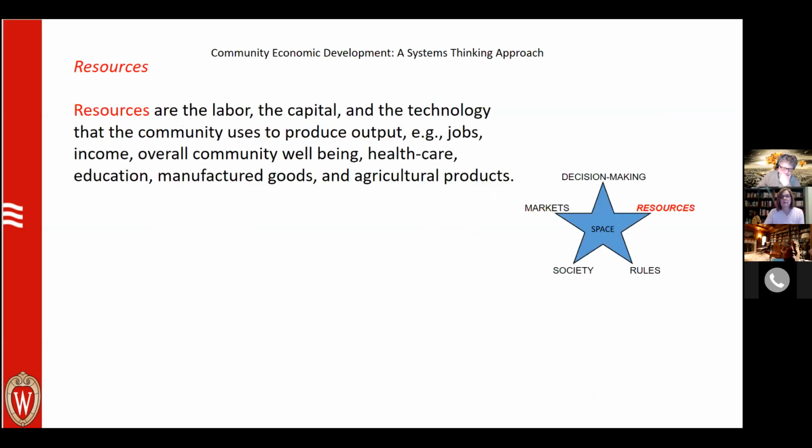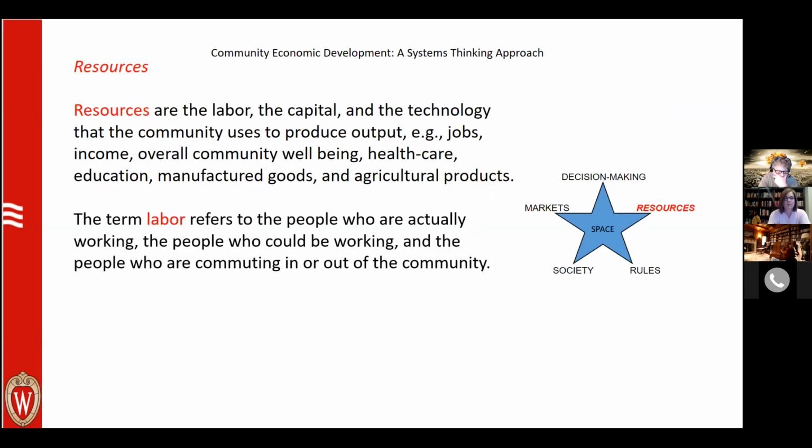Okay. Let's go over the Schaefer Star first. There's really 6 components. The first component is resources. This is really the resources that are at the disposal of the community. Generally, as an economist, we think in terms of labor, capital, technology, things like that. Healthcare system, the education system, manufactured goods, agricultural products, all the different resources that are used in the production of economic activity within the community.